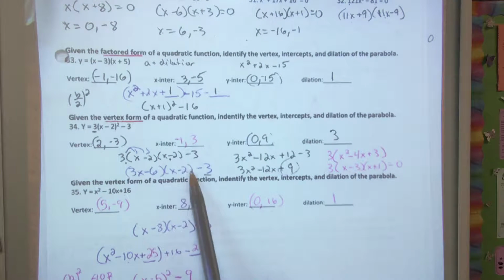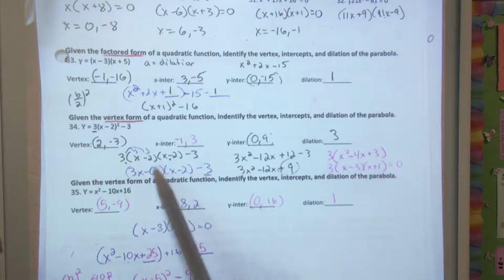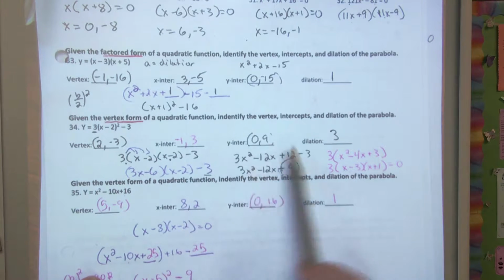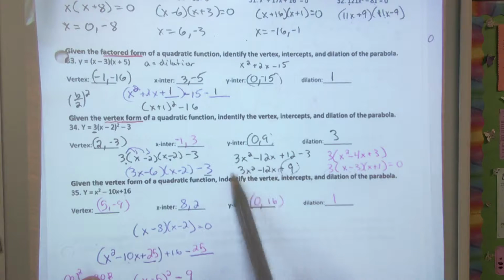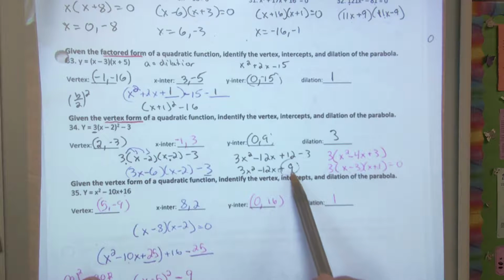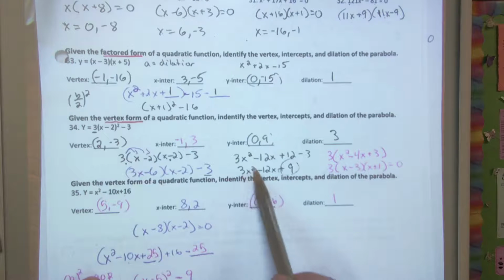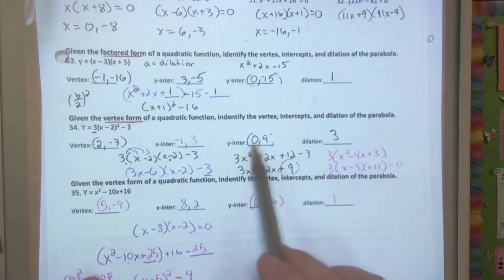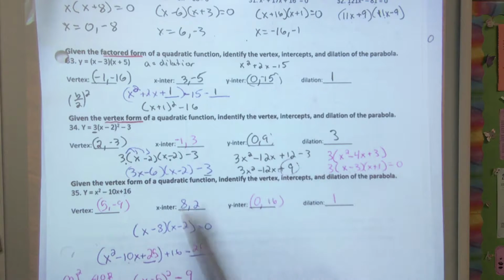In order to figure out the x-intercepts, or even x and y-intercepts, I needed to multiply it out, which is what I did here. And you can pause the video and try it and then pick back up and see if you got the same answer. And so when I did that, I got all the way through to here, 3x squared minus 12x plus 9. And if I plugged in 0, this would become 0, this would become 0, so all that's left is 9, so my y-intercept is 0, 9.